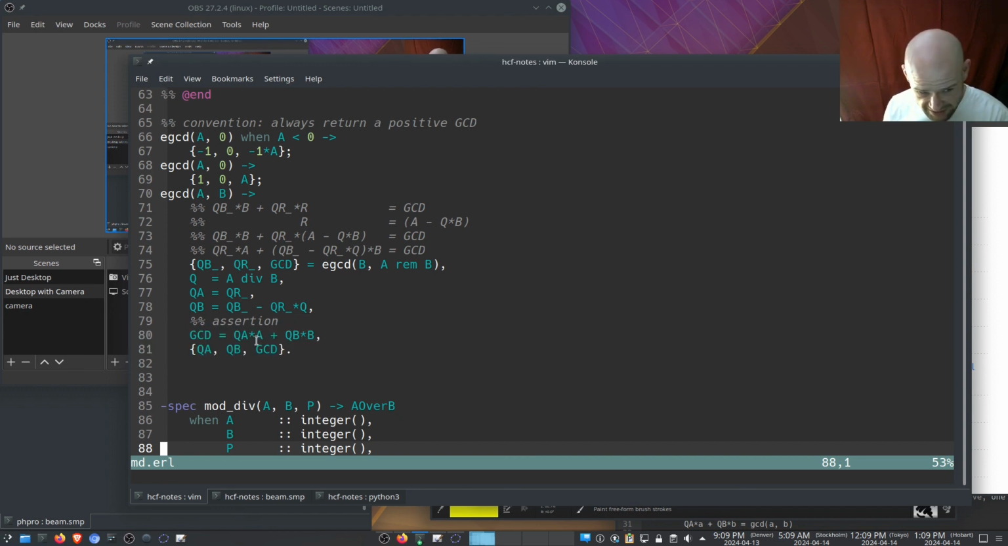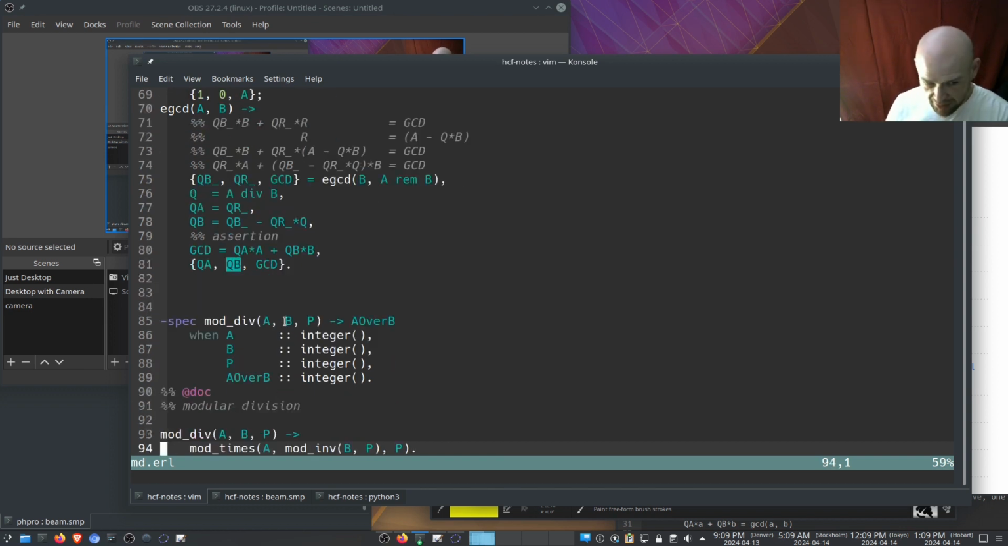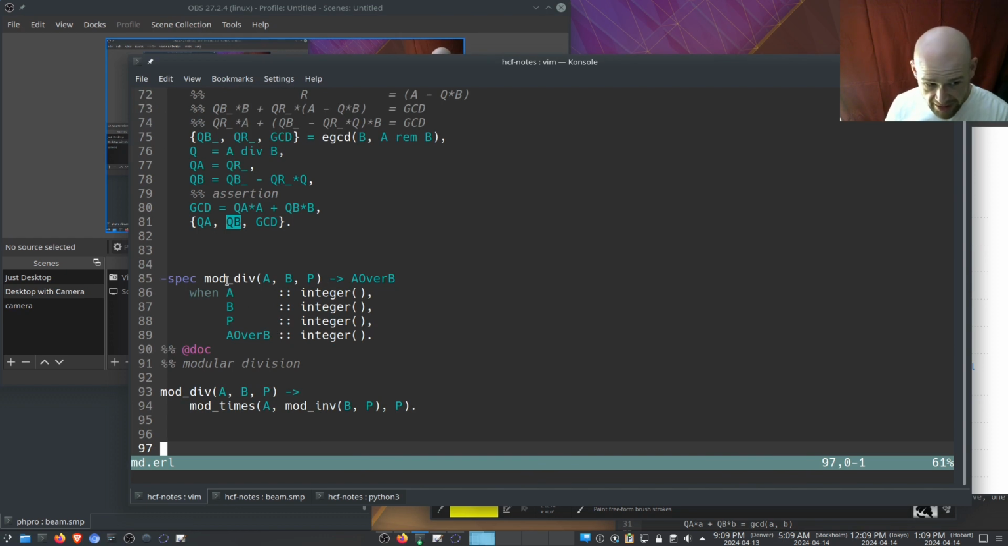So this should just make sense. The point is that we can find these numbers, and how we actually find them is not really that important. What matters is that we want to do modular division of A divided by B mod P. Well, we just take the product of A with 1 over B, the mod inverse, mod P.